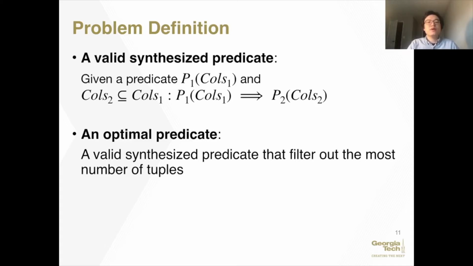We then also want to define what we call an optimal predicate. An optimal predicate is a valid synthesized predicate that filters out the most tuples.